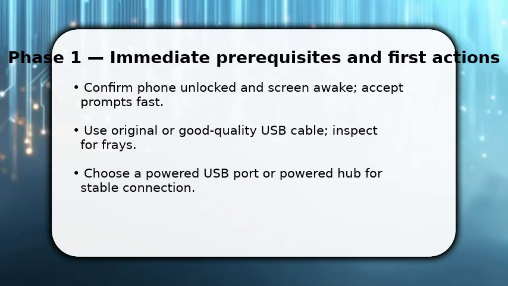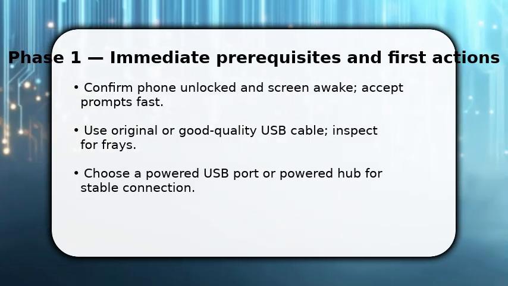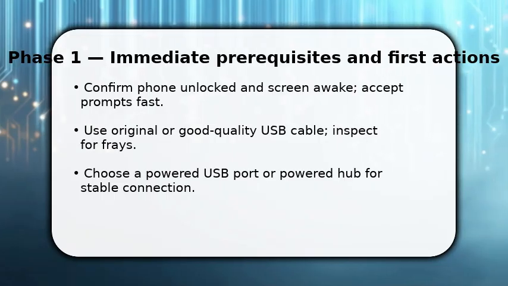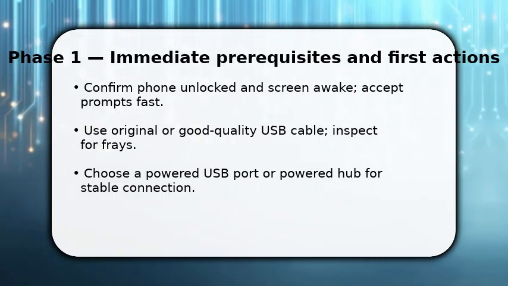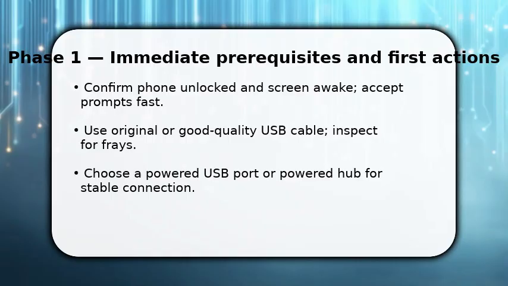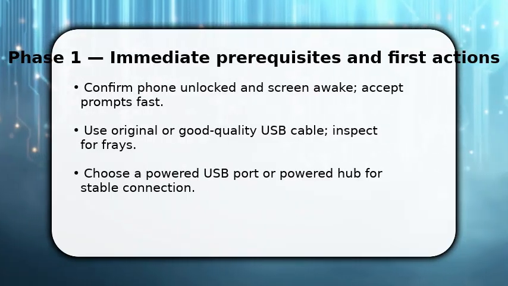You start by preparing the essentials. Unlock the phone and wake the screen so prompts appear immediately. Next, use an original or high-quality cable. Damaged wires cause intermittent data loss, so inspect the cable now.